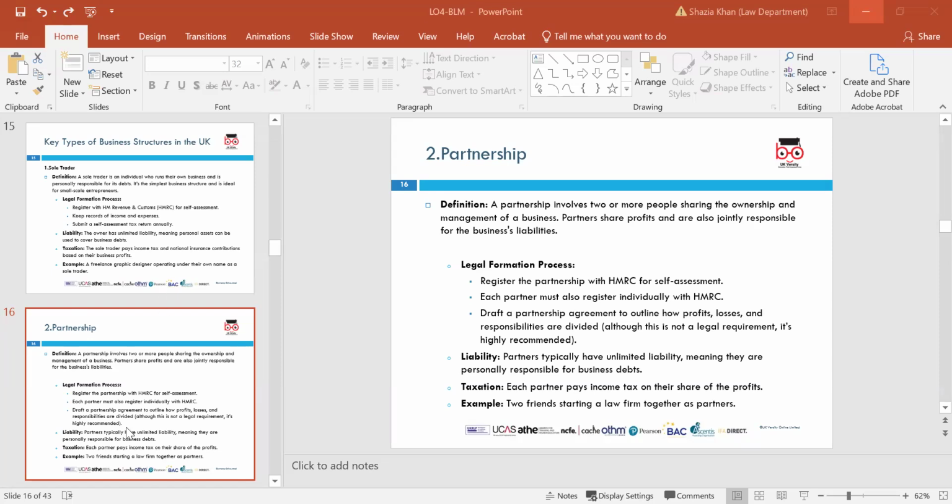And the taxation: each partner pays their own share of the income tax.